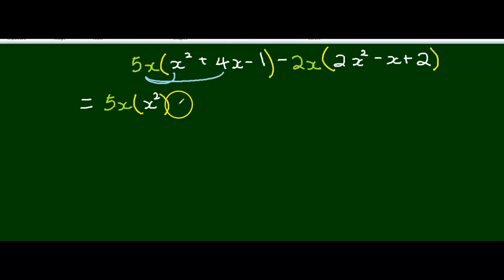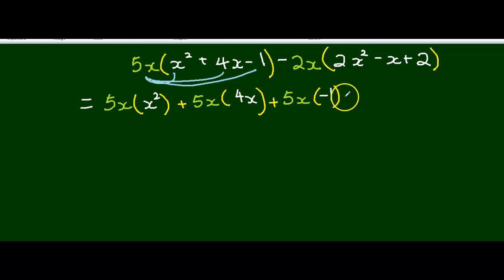Then we're going to do plus 5x times 4x, and 5x times negative 1, so I have plus 5x times negative 1. Okay. Then I'm going to look at this set of the expression. Now be careful, we have a negative on the outside, so we have to change all the signs on the inside of our parentheses when we remove our parentheses.